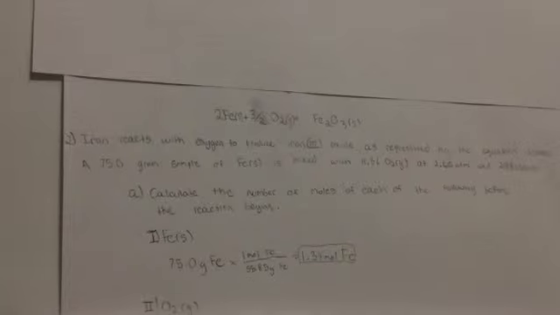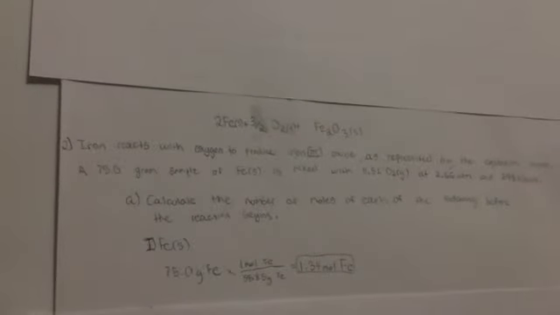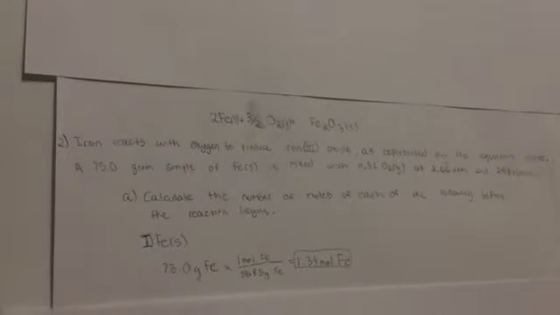For A, we have to calculate the number of moles of each of the following before the reaction begins. First we have to find the moles of iron. We take its mass, which is 75 grams, and divide it by its molar mass, which is 55.85 grams, and we get 1.34 moles of iron.